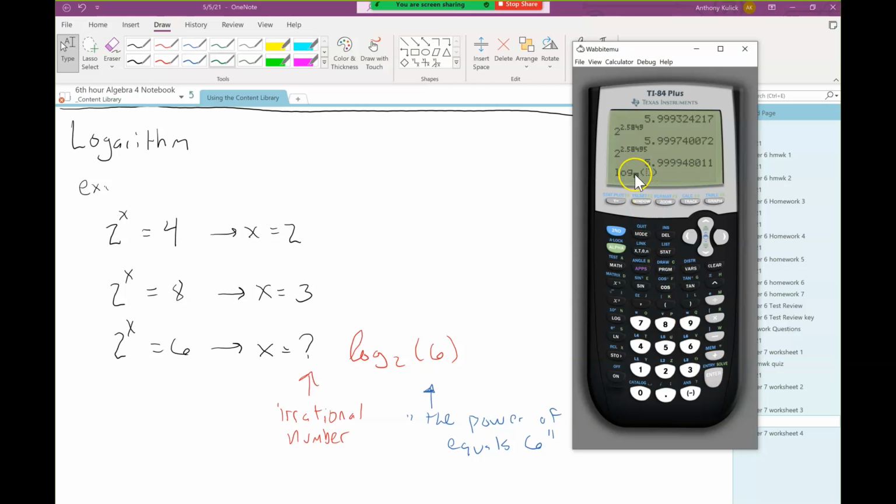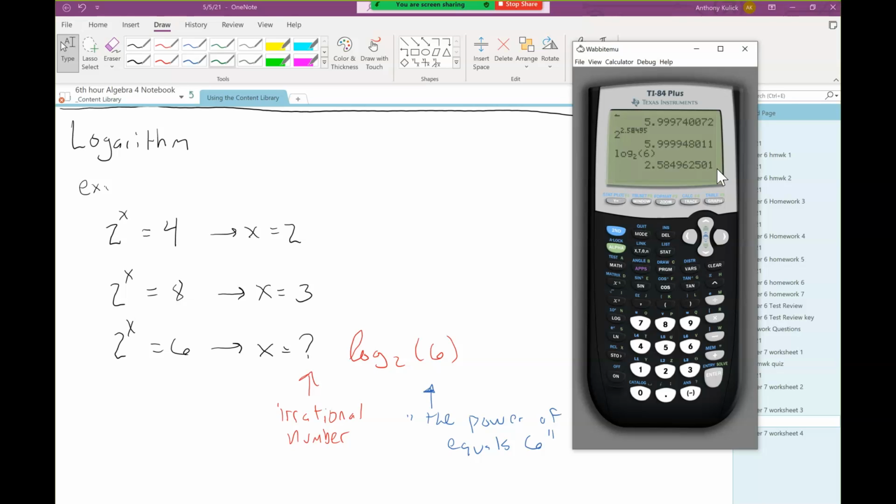Then we can just type this in exactly the way it looks. So log base 2 of 6, and then press enter. And it'll give me a decimal approximation of what that is.